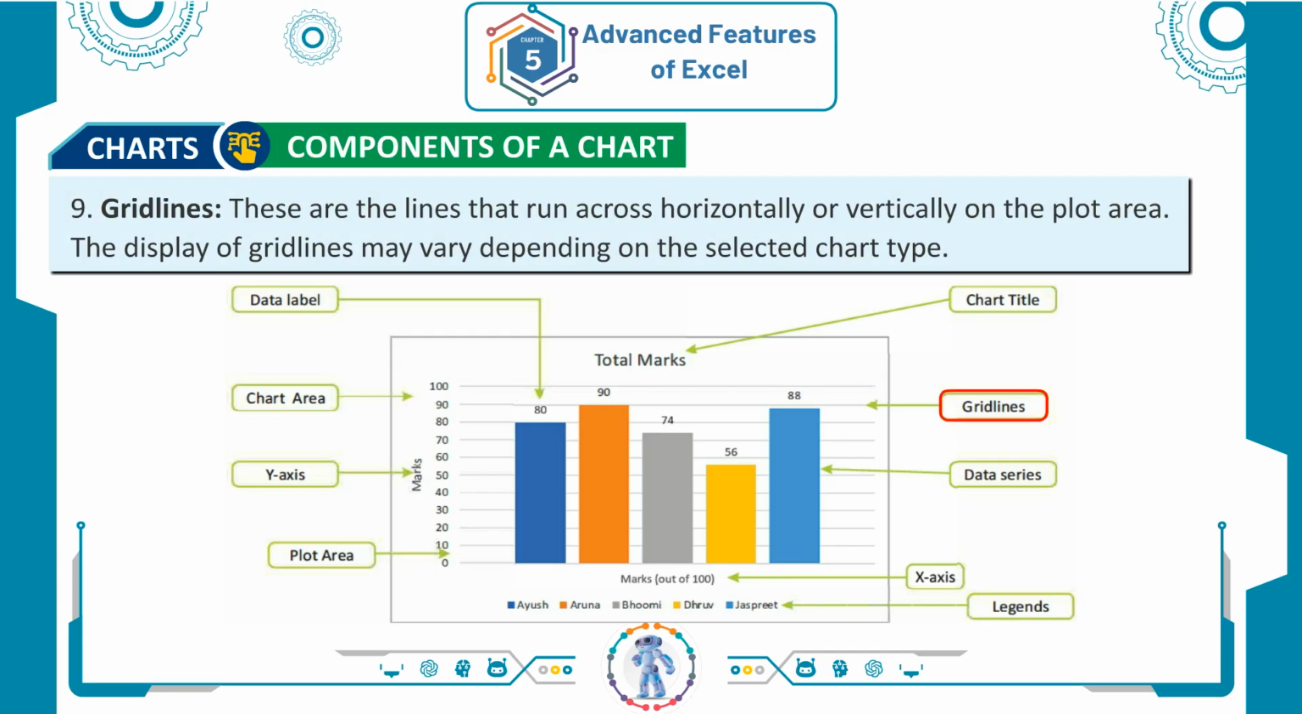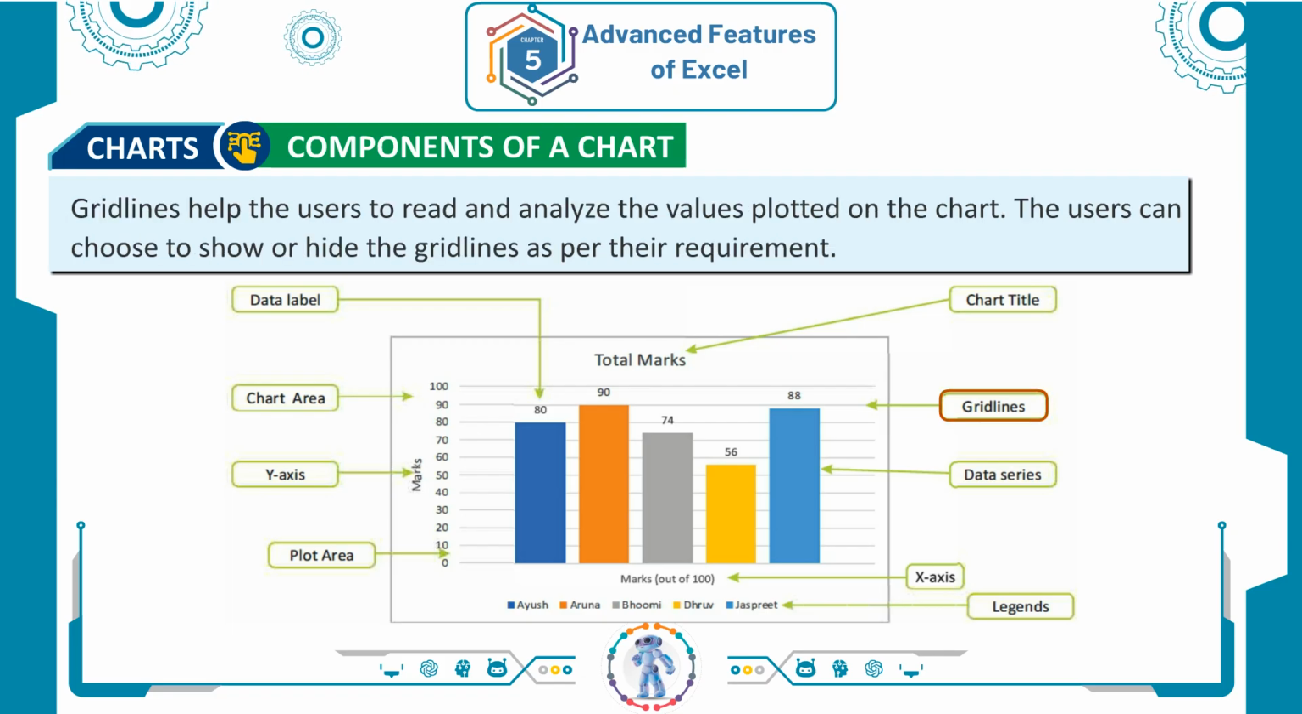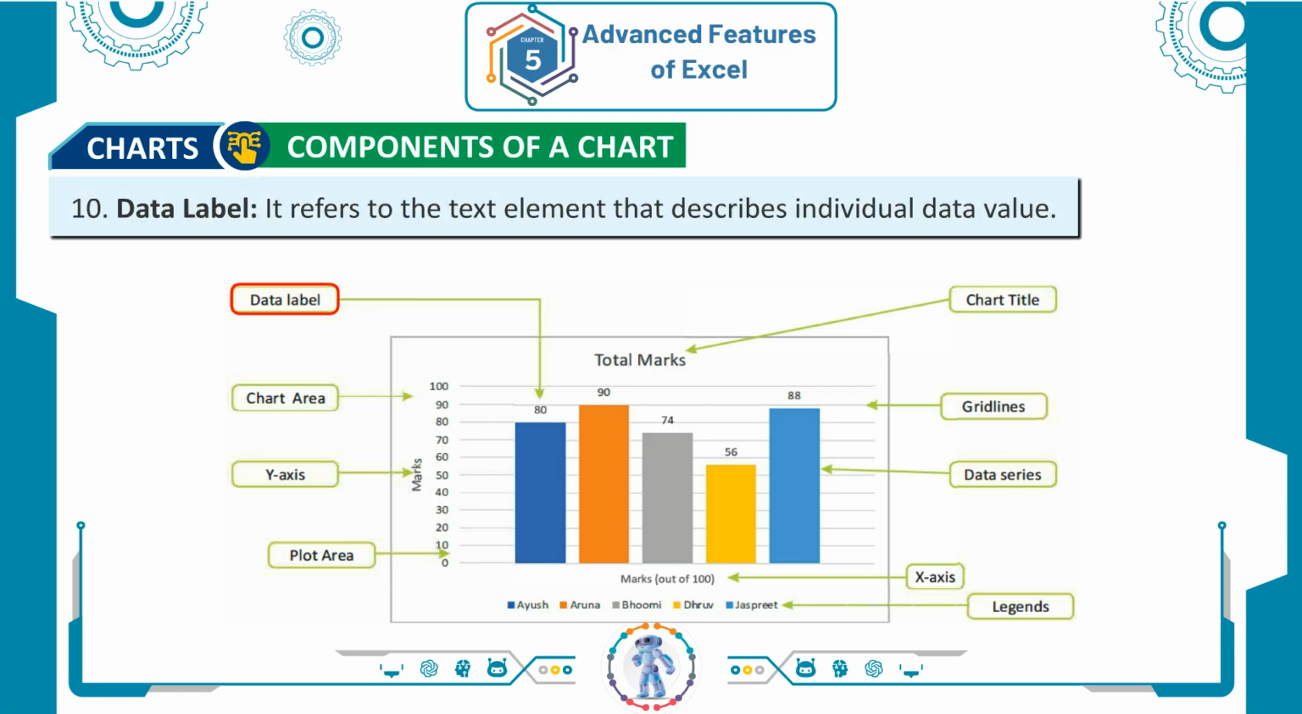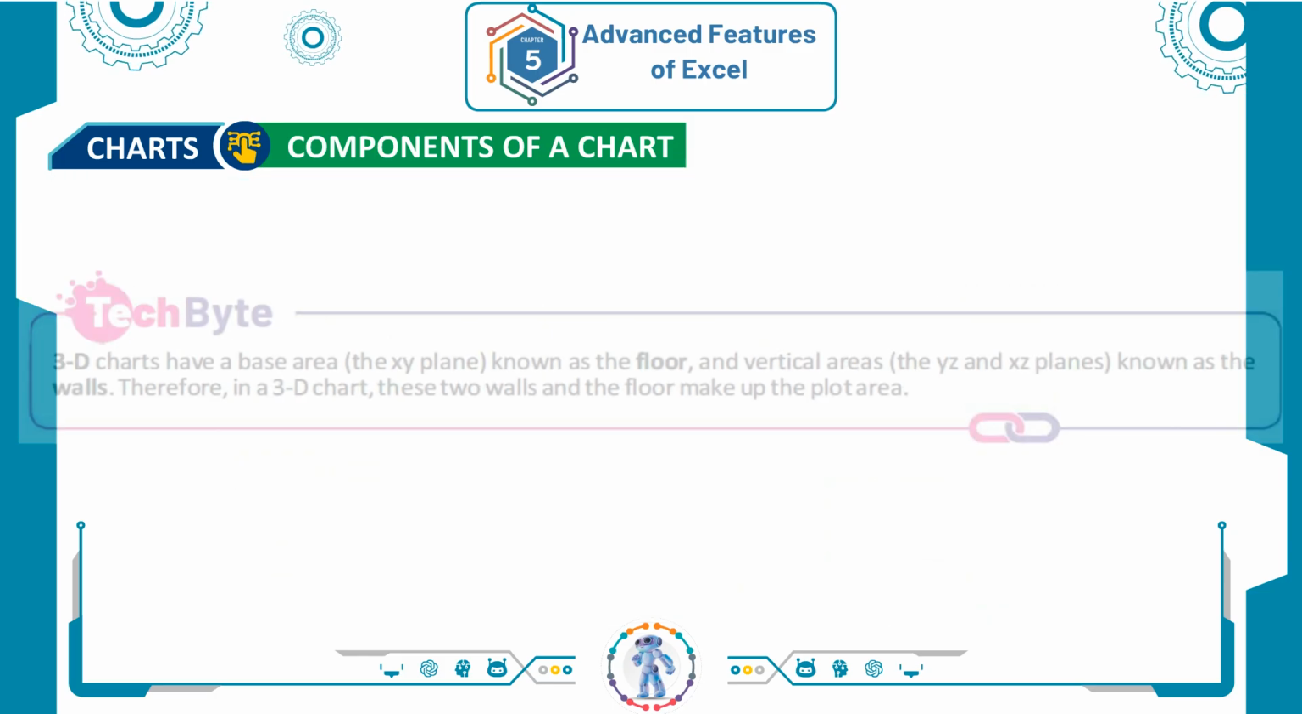9. Grid lines. These are the lines that run across horizontally or vertically on the plot area. The display of grid lines may vary depending on the selected chart type. Grid lines help the users to read and analyze the values plotted on the chart. The users can choose to show or hide the grid lines as per their requirement. 10. Data label. It refers to the text element that describes individual data value.